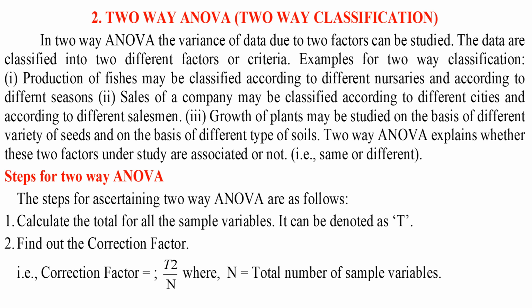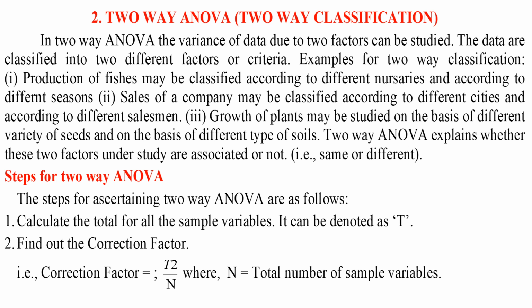Production of fishes may be classified according to different nurseries and according to different seasons. Sales of a company may be classified according to different cities and according to different salesmen. Growth of plants may be studied on the basis of different varieties of seeds and on the basis of different types of soils. Two-way ANOVA explains whether these two factors under study are associated or not, that is, same or different.